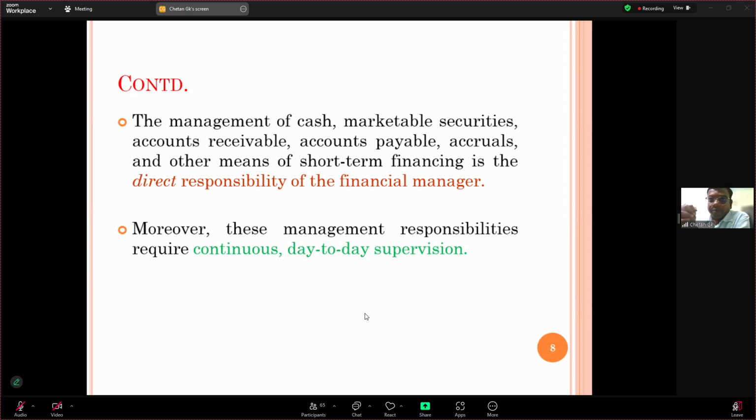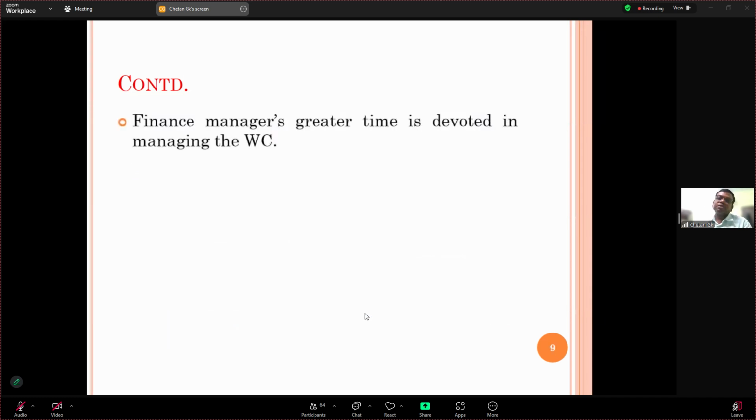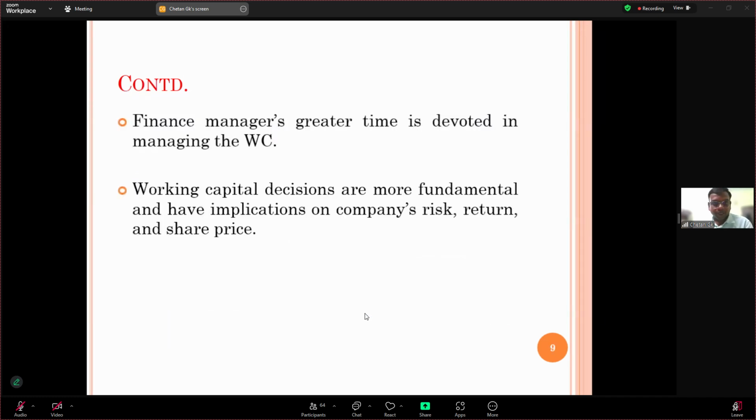But in case of working capital management, the finance manager is going to be involved day in and day out. If you don't manage it efficiently, your firm is forced into short-term liquidation, right? So that is one of the reasons you have to keep in mind. The finance manager's involvement is more in managing the working capital requirement. The finance manager's greater time is devoted to managing the working capital, as we already discussed.